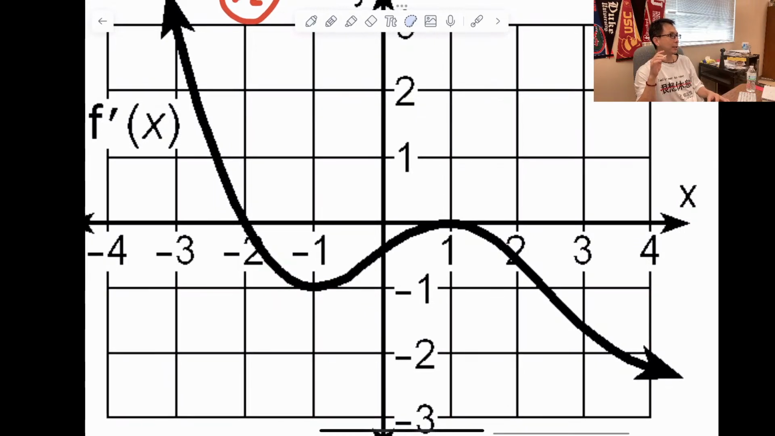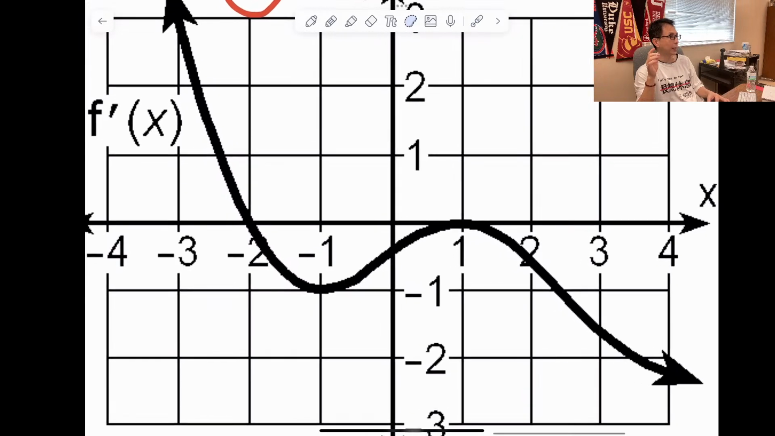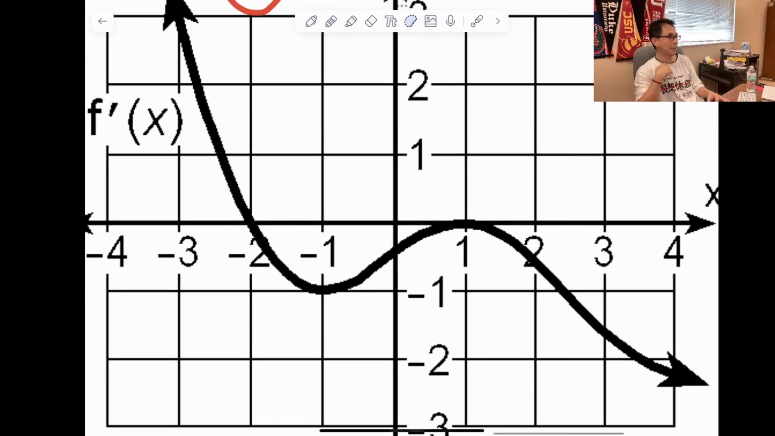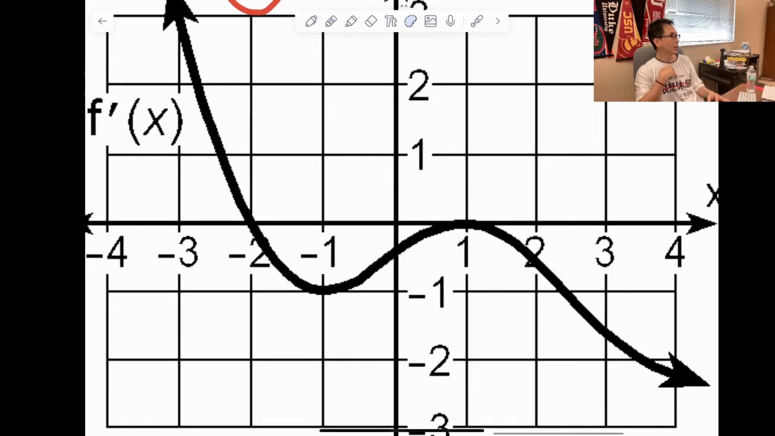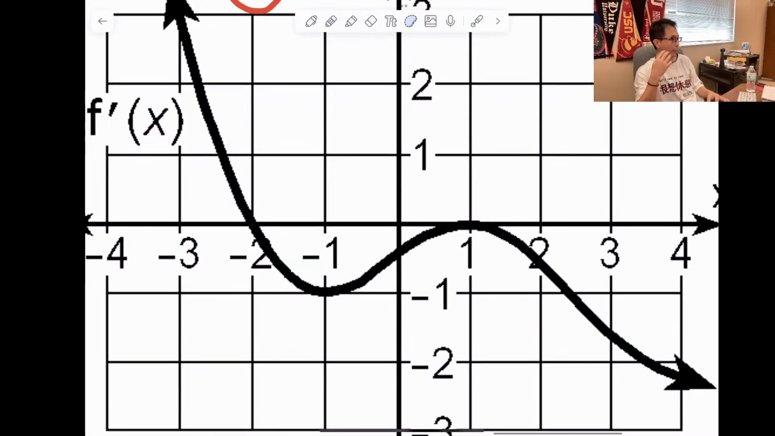Here's the reason: this graph is the f prime of x. So f prime of x, and then positive, negative. The way I do it, here is the best way to do it. Guys, pay attention to how I did it. I'm not saying your way sucks, I'm just saying my way is better.